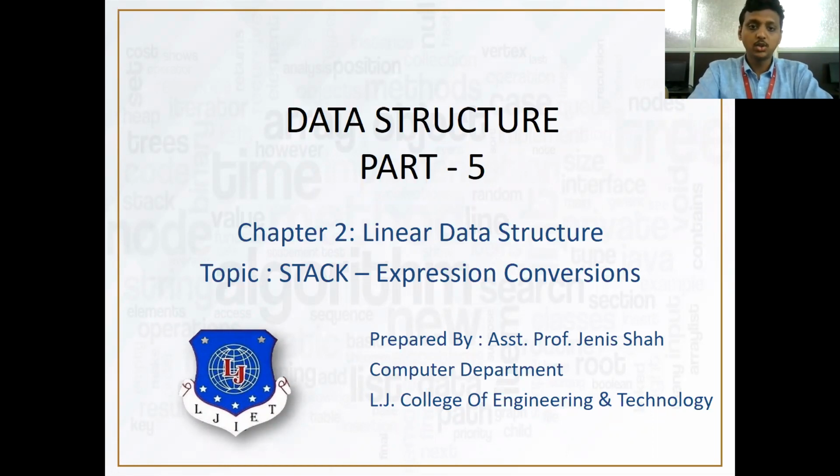Today, we are going to learn about the linear data structure stack expression conversion. In my last lecture, we saw the different operations in stack, such as push, pop, peep, and change. We have studied their algorithms and also their C functions. So now we are talking about the expression conversion in stack. So let's start.